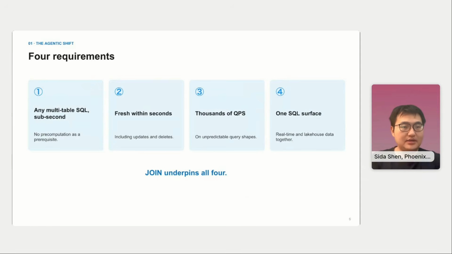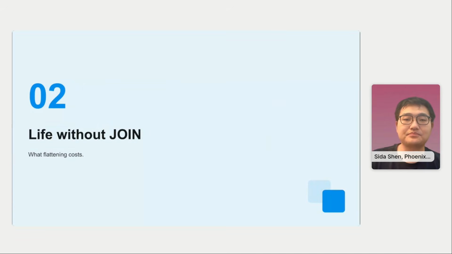Okay, so the four requirements that we see for agentic workload for analytical databases. Joining is at the heart of everything. You would want to run any multi-table join SQL with sub-second query latency. You would want data freshness to be within seconds. You would want thousands of QPS, even with join queries, and you want everything in one SQL interface. And join is probably the biggest bottleneck of them all that we see in the field today.